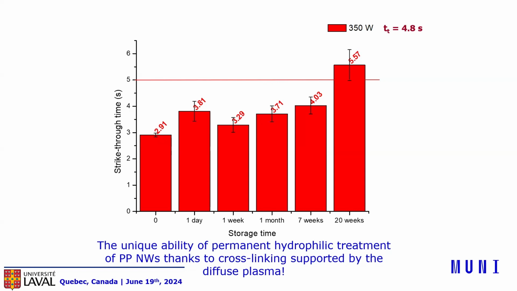five seconds. This stable plasma treatment, as I have already mentioned, is due to treatment using diffuse plasma, because diffuse plasma initiates cross-linking of the polar groups which were created by plasma on the surface. The mobility in this case is worse, and it doesn't enable these polar groups to turn inside the volume of the material, which is the theory of the aging effect on polymers.